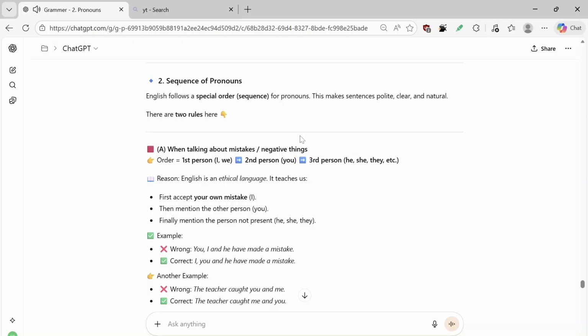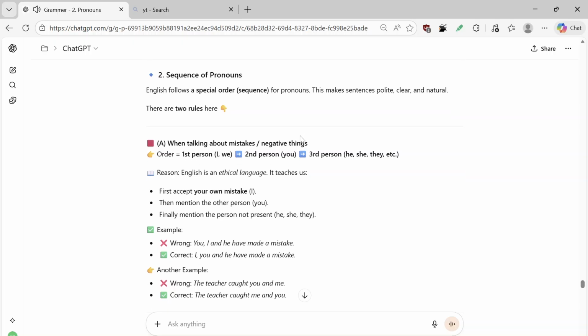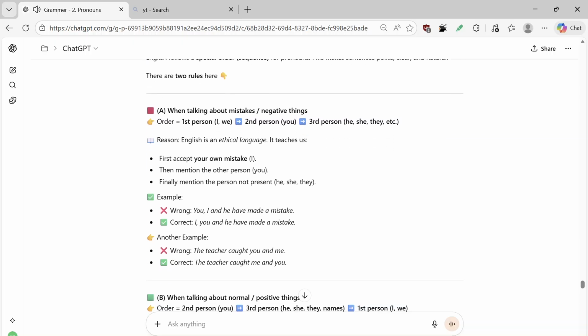Reason: English is an ethical language. It teaches us, first accept your own mistake, I, then mention the other person, you. Finally, mention the person not present, he, she, they. Example, wrong: You, I, and he have made a mistake. Correct: I, you, and he have made a mistake.